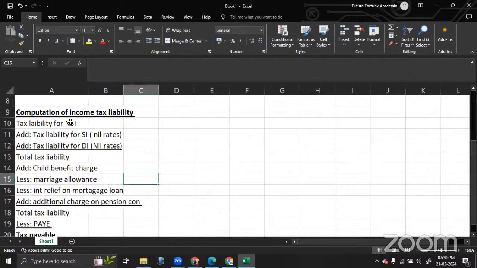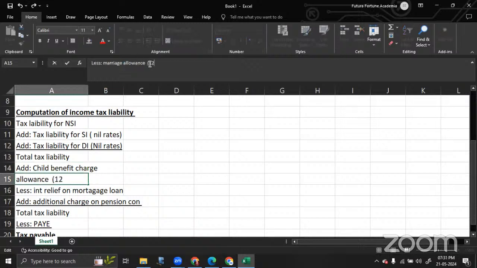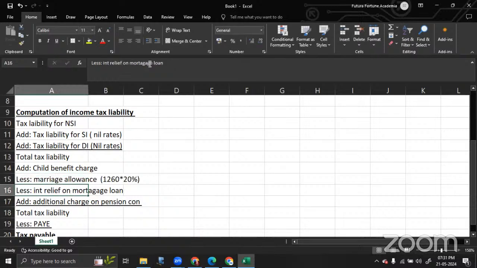Most probably the question will have either a non-savings income tax liability or a savings income tax liability. There will be either a child benefit computation or a marriage allowance computation. Child benefit charge is added to the tax liability. Marriage allowance is a fixed figure. It is 1260 into 20%. This will be deducted from the income tax liability.